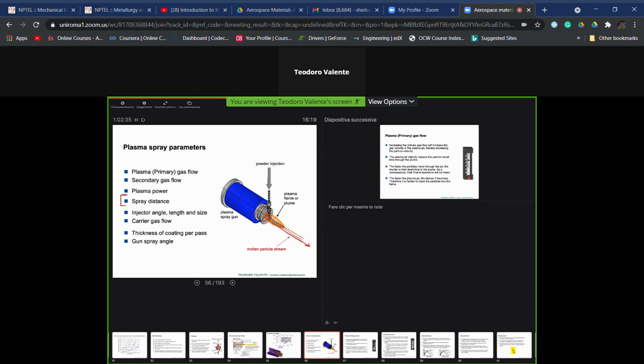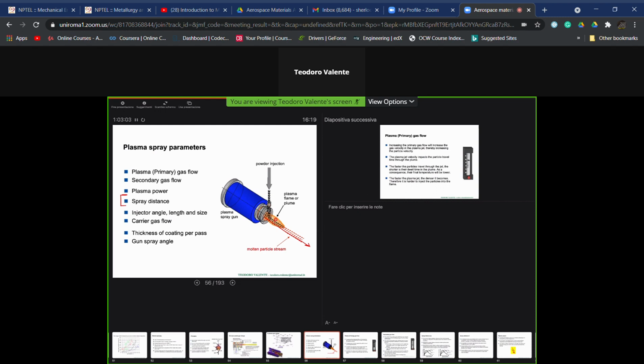Very simply, because the molten particles, which are melted inside the plume, if you let them travel for a long distance, they will solidify. So we need to adjust and select the spray distance just to ensure that the particles can impact on the substrate still melted, not solidified.